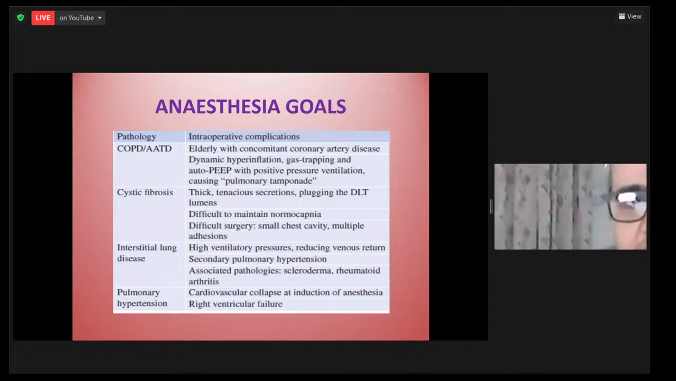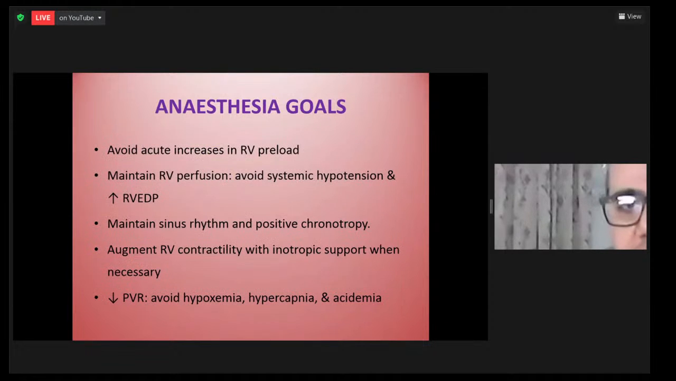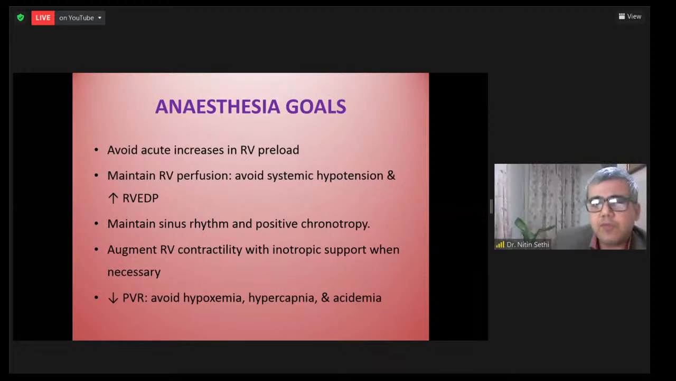Also, sometimes during the course of surgery, post-induction of anesthesia, the patient may develop severe hemodynamic compromise, or may have a severe increase in the pulmonary artery pressures. So you should be ready with your ECLS, like your venovenous bypass or venoarterial bypass, at hand, because you may require to use it at any time.